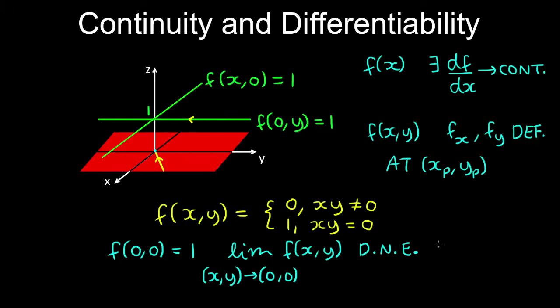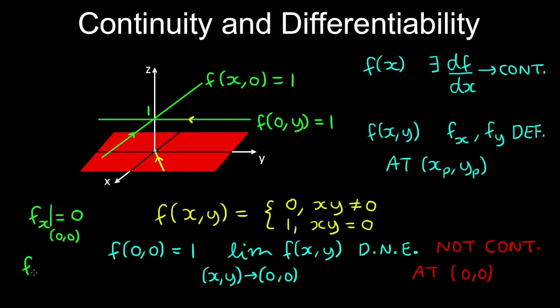So therefore the function is not continuous at the origin. But the partial derivative with respect to x, so we walk along this line over here to the origin, and the slope of this line is 0 all along the line. So the partial derivative with respect to x at the origin is equal to 0.